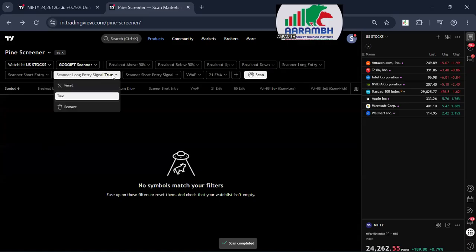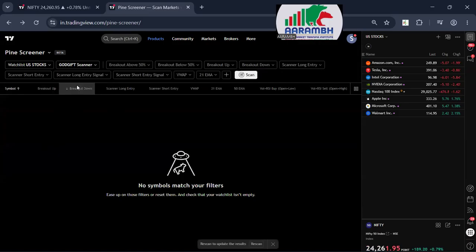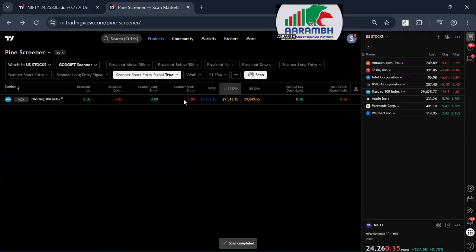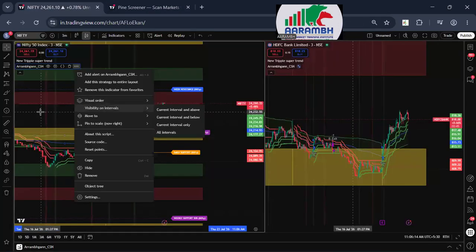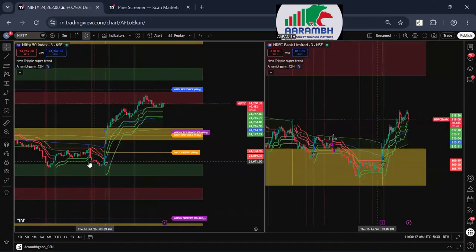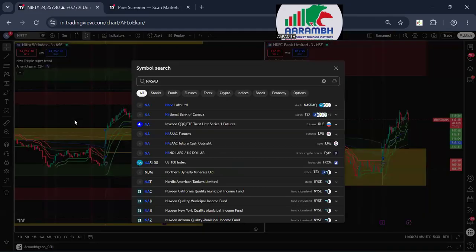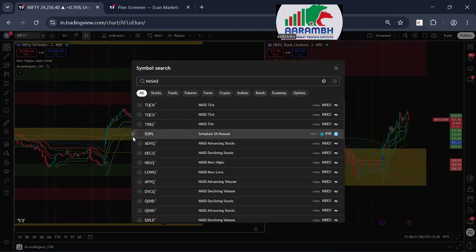Now there are no buy side stocks, so you can reset it. Then look for any short side trade. If it is true, then scan it. Now NASDAQ shows actually a sell side setup. So you need to go here and check the NASDAQ stock, whether that is in the green zone or red zone. Let me put that so that it will become easy for you. NASDAQ.